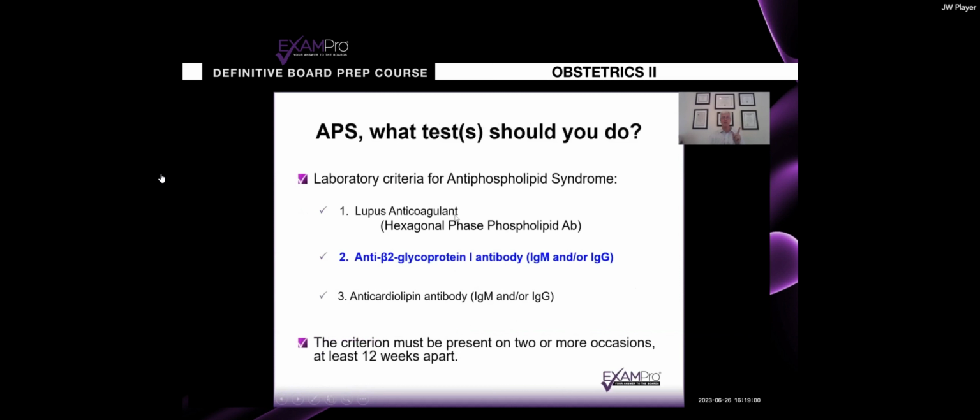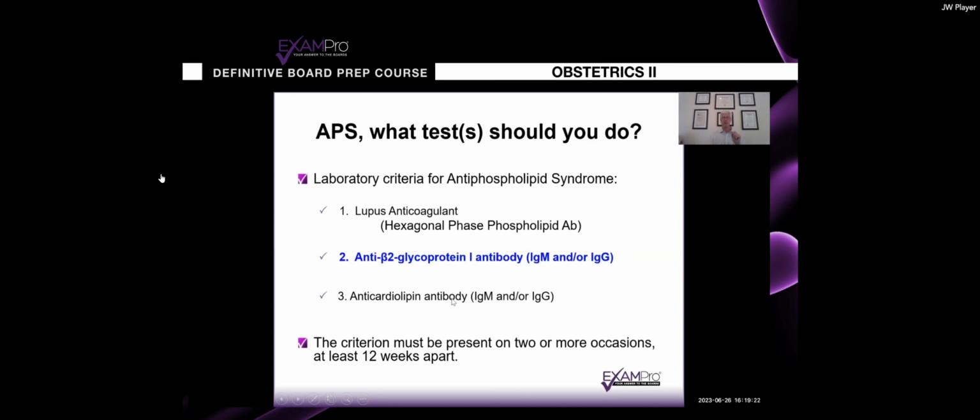Then in order to identify that they have APLS, we need to do a blood test. These days, the go-to is the anti-beta-2 glycoprotein antibody. We usually do an IgG or an IgM. This is the most sensitive. Next to that, the lupus anticoagulant is also very good. If you live in a community or a situation where they can't do the beta-2 glycoprotein, that's actually very good.